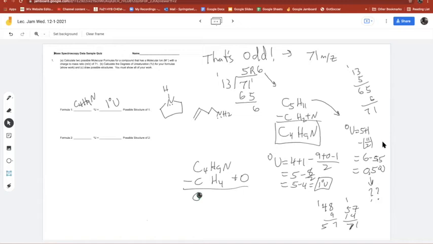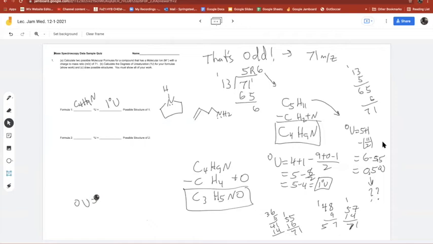Okay, C3H5, no. Okay, did I do that right? This should still add up to 71. Let me see. So 3 times 12 is 36 plus 5, that's 41 plus nitrogen, 55 plus 16, 71, looking good. I think this is going to be our second formula, as long as it's got a decent degrees of unsaturation. So let's check.